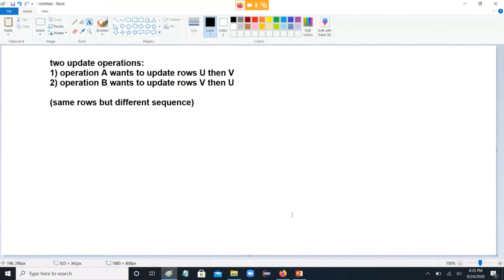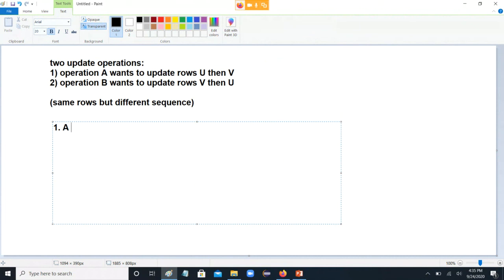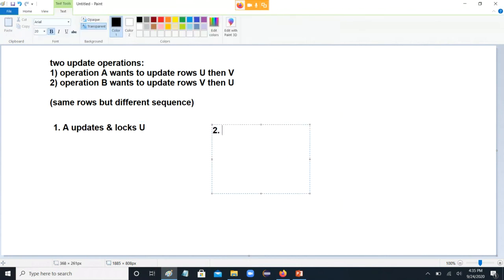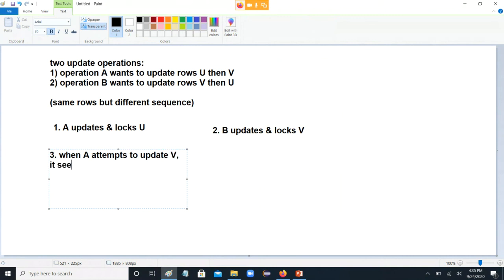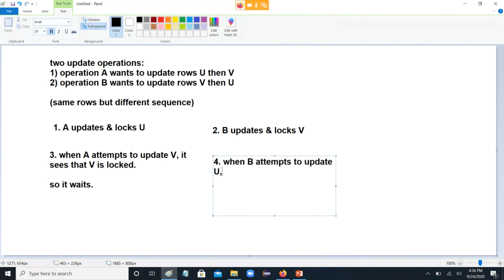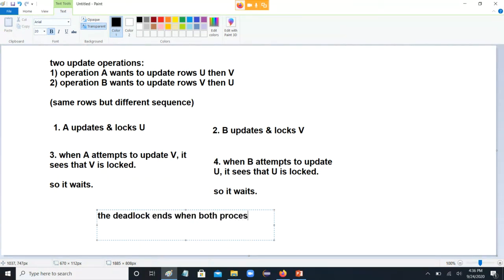So what can happen? Well, you can have the case where, number one, A updates and locks U. Meanwhile, B updates and locks V. Then, when A attempts to update V, it sees that V is locked, so it waits. Likewise, number four, when B attempts to update U, it sees that U is also locked, so it waits, right? And the only way this breaks down, the deadlock ends, is when both processes time out, which could take a while.